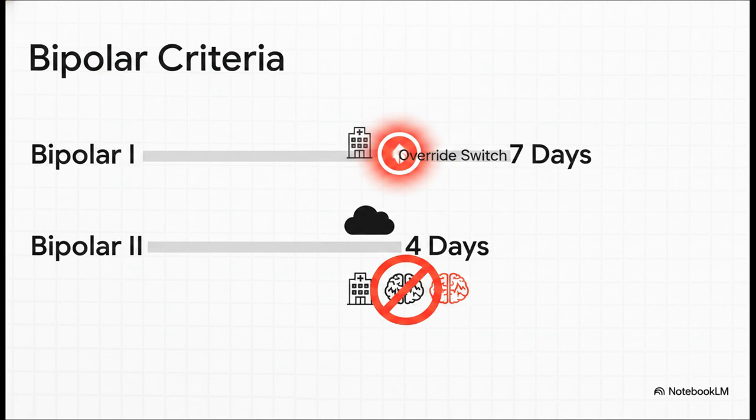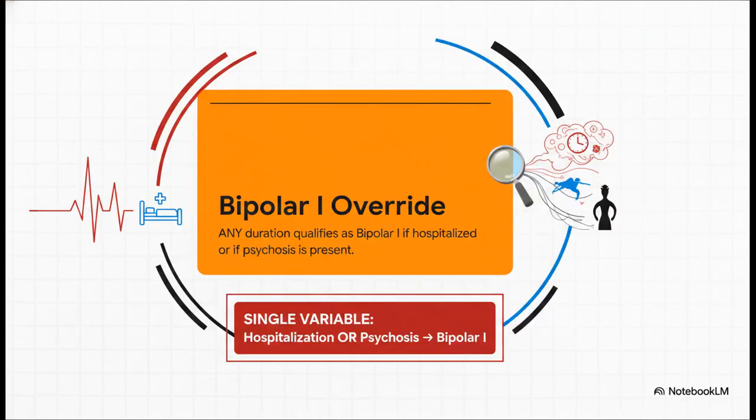Bipolar II requires a hypomanic episode of at least 4 days paired with major depression, but it never, ever features hospitalization, psychosis, or total functional collapse during that elevated phase. Let's be crystal clear. If a patient with elevated mood requires a hospital bed, or if they're experiencing delusions or hallucinations, bipolar II is mathematically impossible. The presence of either of these variables instantly, automatically forces the diagnosis over to bipolar I.